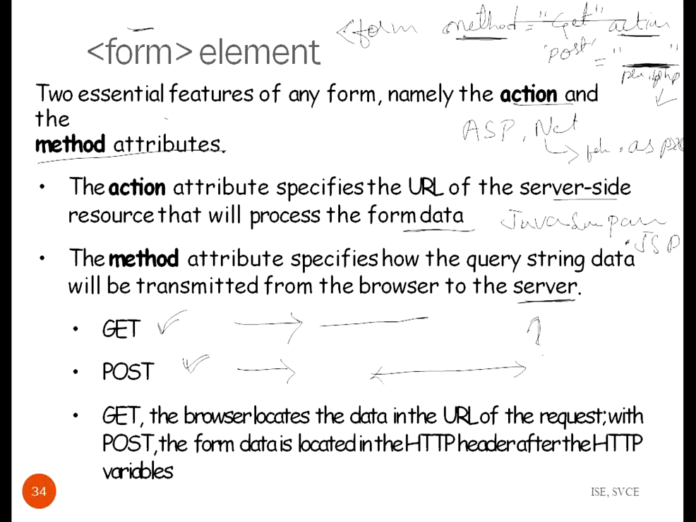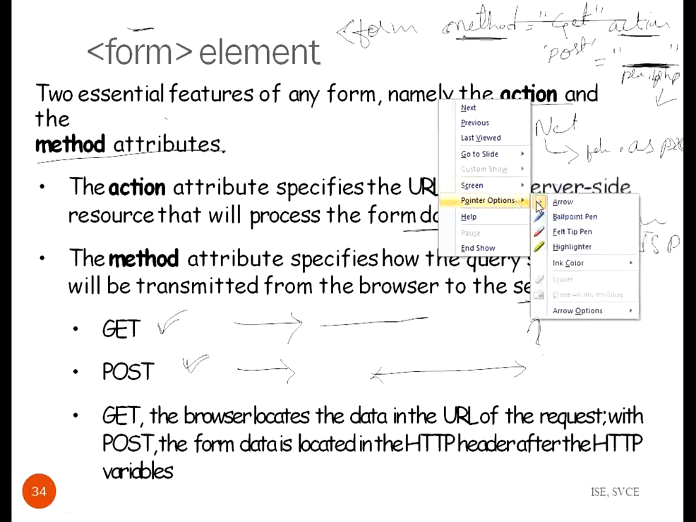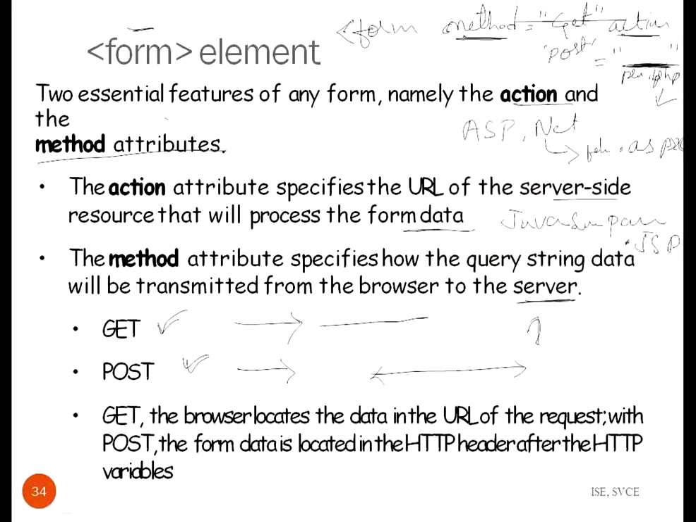We have discussed already the form element, especially the attributes. One is action, the other is method. Action indicates which server-side resource should get executed based on a click on a button or whatever operation is specified in the form. The corresponding server-side code should get executed, and that is specified in the action attribute. You can see above that this is the form element, and it has 2 attributes, method and action.